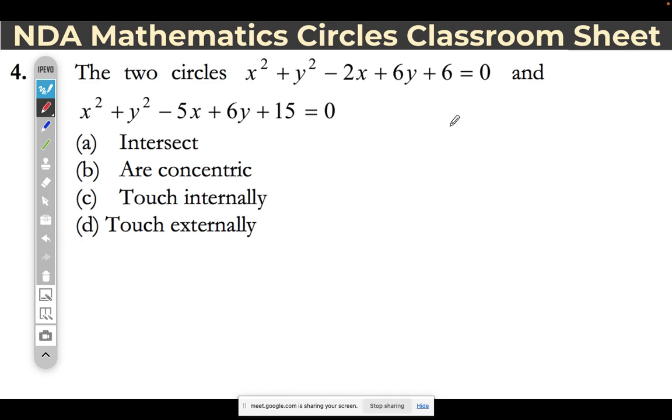You need three things. You need the distance between the centers, you need radius 1, you need radius 2. So for this you need the distance between the two centers. I am not solving. I have given you a hint.